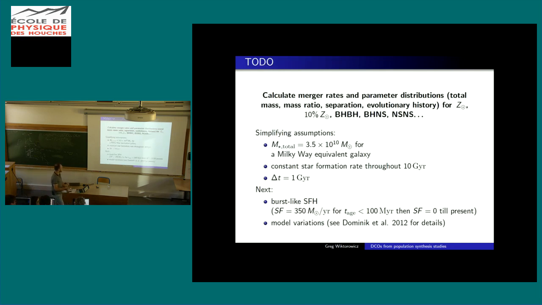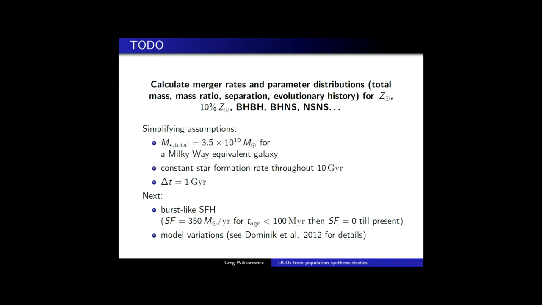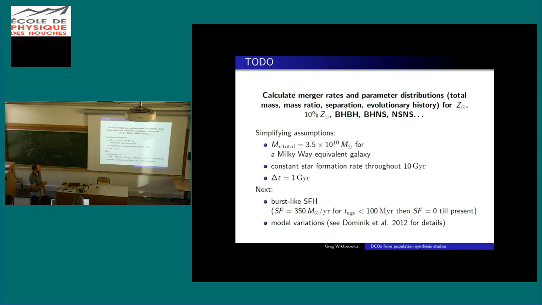Okay. So there are many things we can do. The most interesting, I think, are these merger rates. But also interesting are these parameter distributions, which can just be taken from these data files, and we can see the total mass of double compact objects, or the chirp mass, which is also already calculated for you in these files.